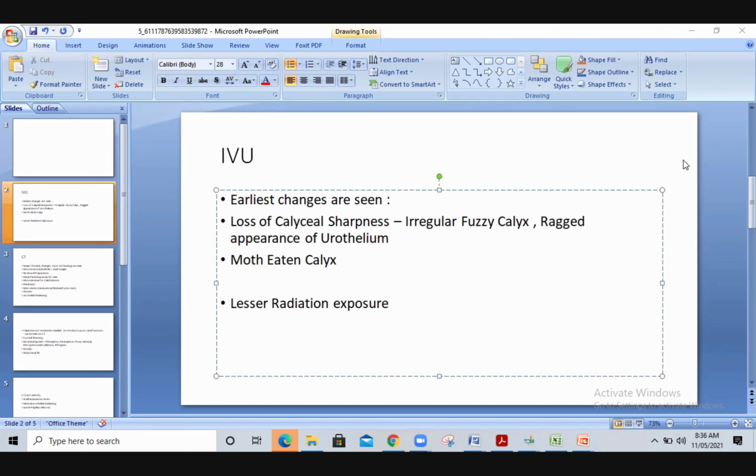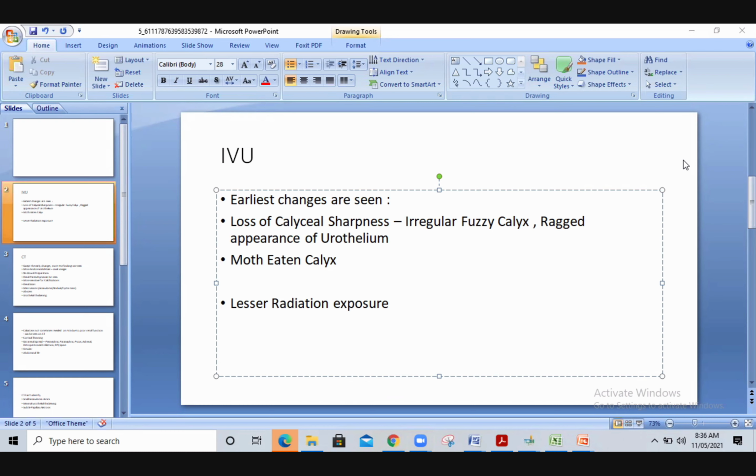As a result, the IVU has been thrown away. What is the reason for this? The reason, I believe, is that the calyceal pattern is much better seen on an IVU than it is on a CT. Single images that you get on an IVU give you a much better idea. We're not talking of a poor quality IVU, we're talking of a good IVU. Just like you have lousy CTs, you have lousy IVUs.